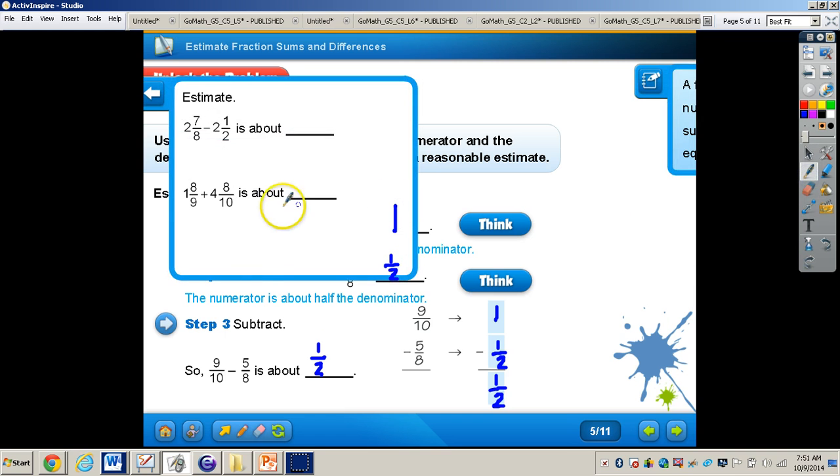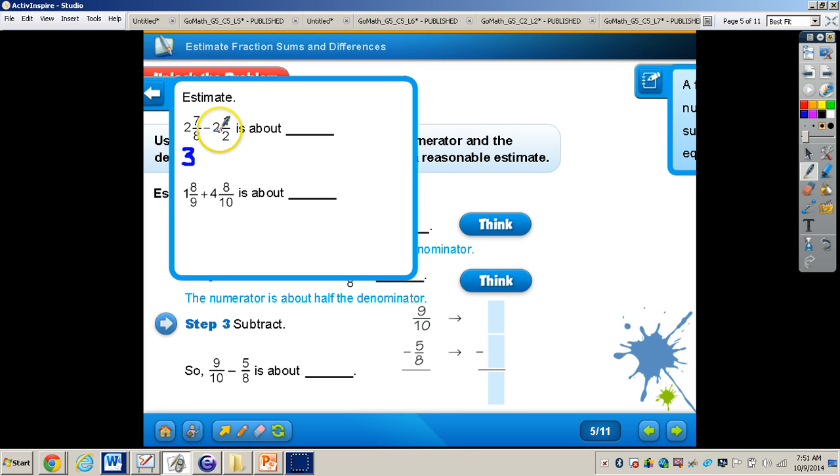Okay, so let's take a look at these other ones. We have 2 7/8 minus 2 1/2. Now, thinking about what we just did, comparing the numerator and denominator, and I do understand that these are mixed numbers. So we see that 7 and the 8, that's close to the same. The 7 is very close to the 8, so we can make that into a 1, adding that to that 2, making it a 3.